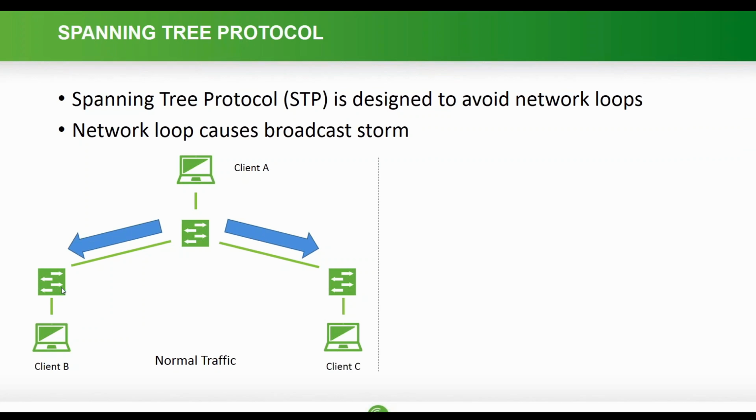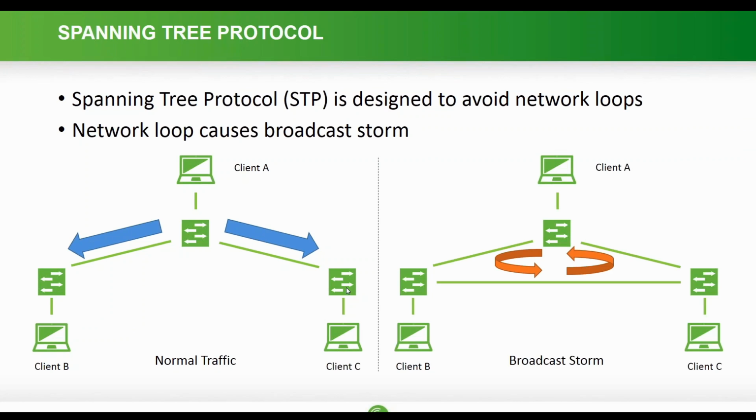But let's say I made a mistake and just connected both switches because I thought I was adding more redundancy. What happens is when client A sends a message to client B, you have 2 paths. You have a path that goes through the left switch and a path that goes through the right switch.